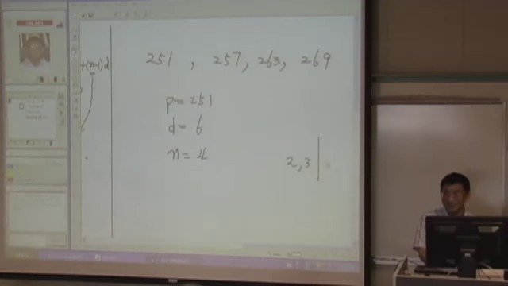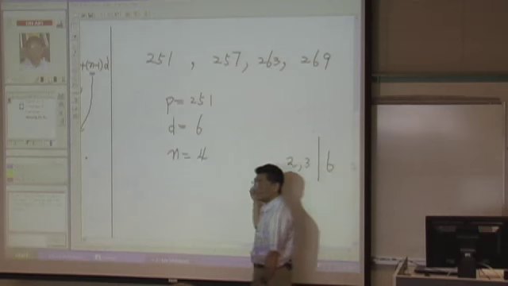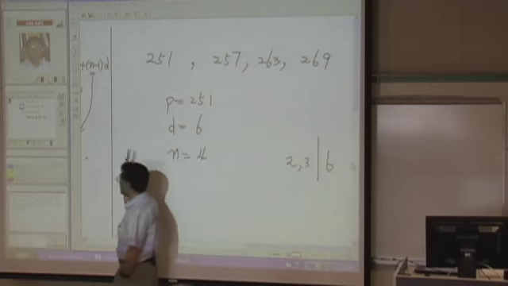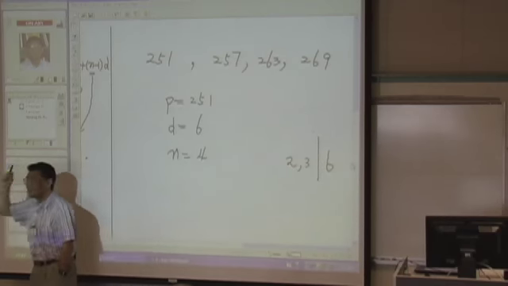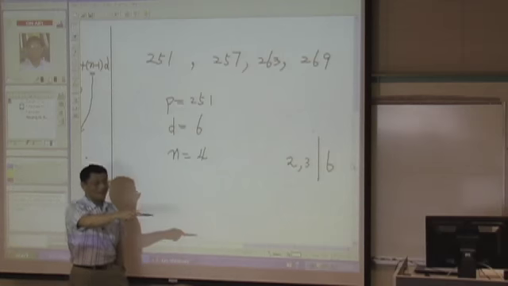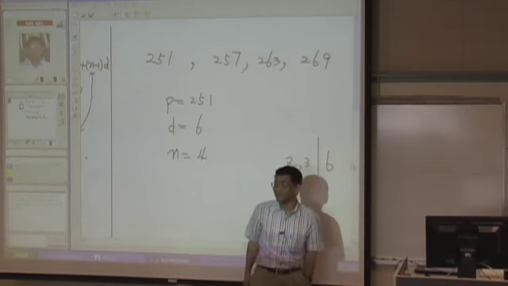Do these numbers divide 6? Right? So it looks strange, so I will rewrite it. As you can see, this statement is true, but the difficult part is not really showing this. Finding this kind of progression is tough.